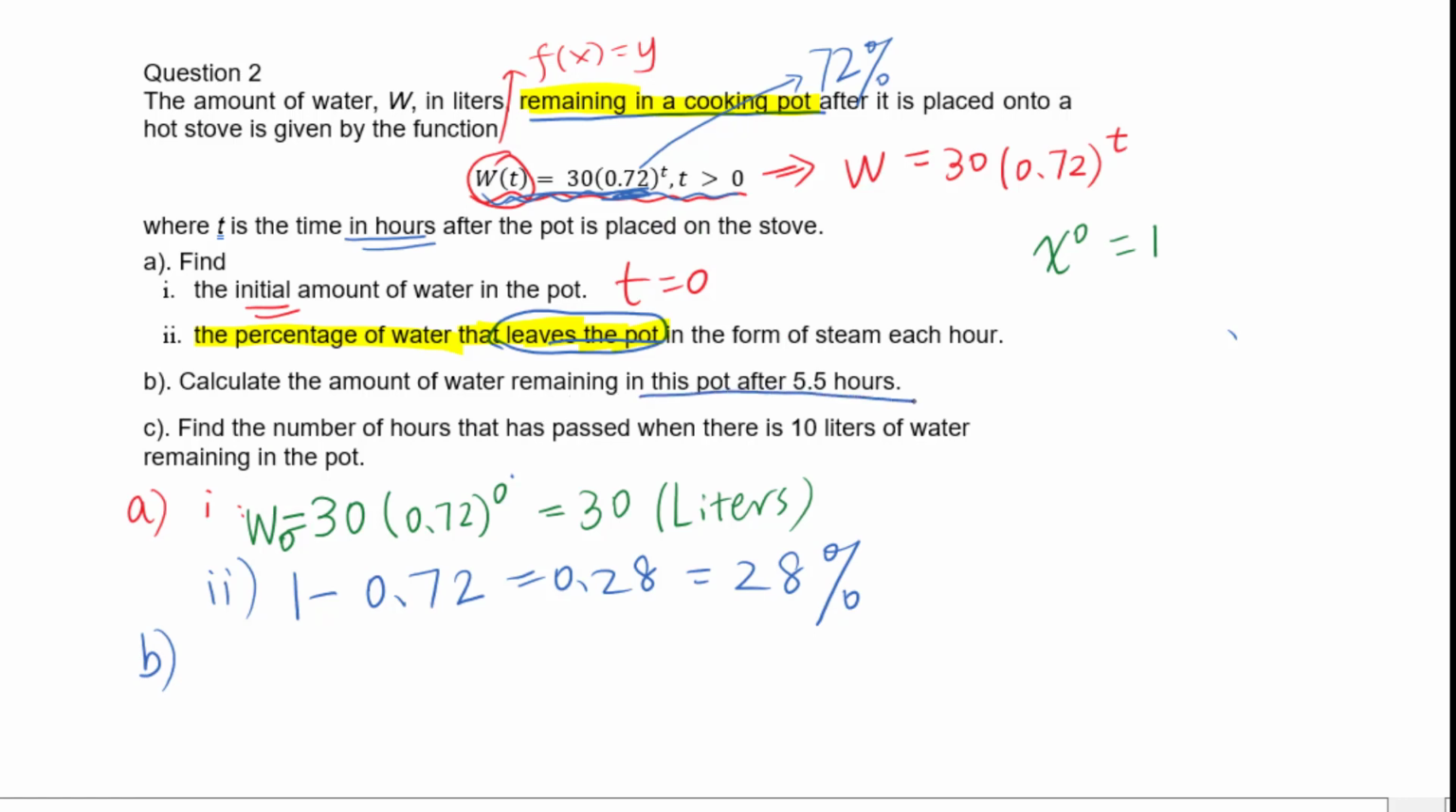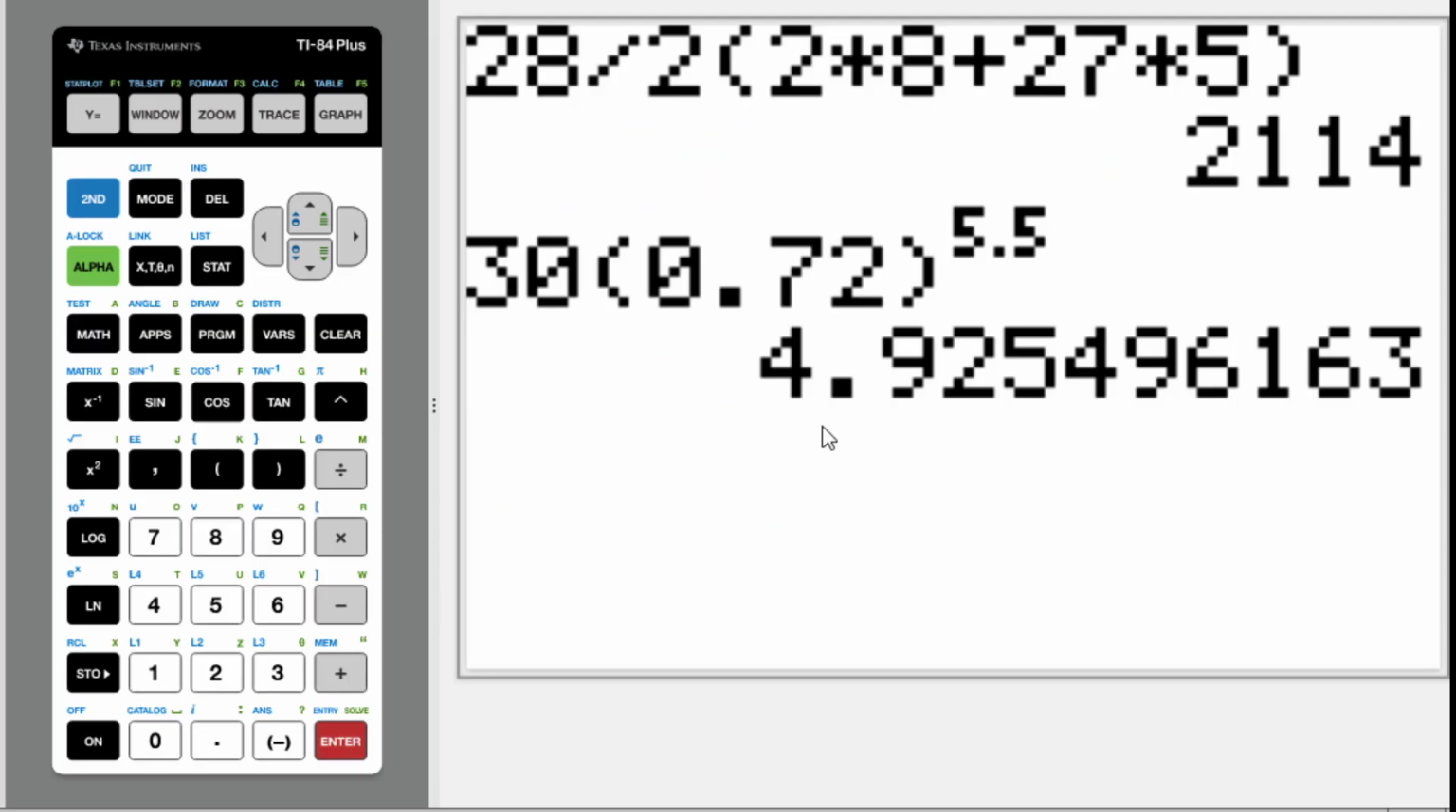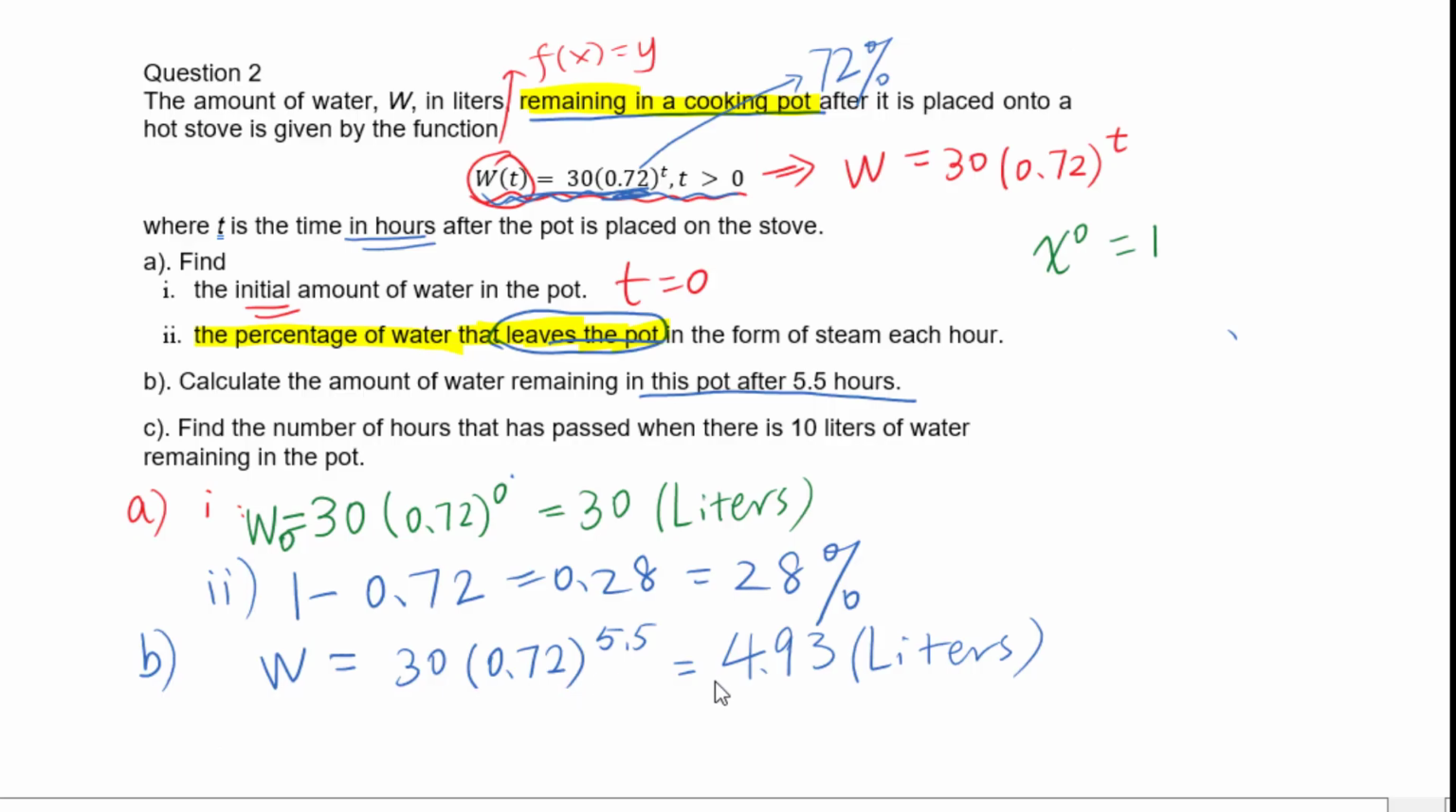For B, calculate the amount of water remaining in the pot after 5.5 hours. So for this, W equals 30 times 0.72 to the 5.5 power. Answer will be 4.93 as a 3 sig fig. So the answer is 4.93 liters after 5.5 hours.